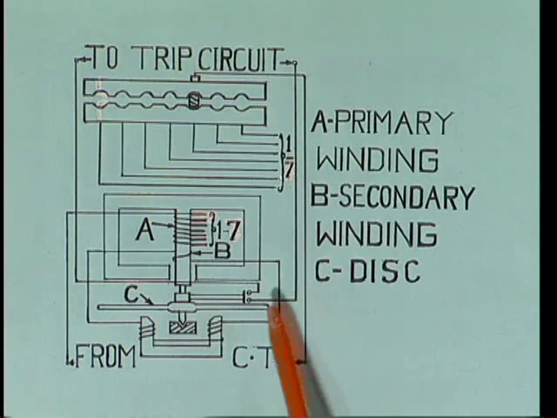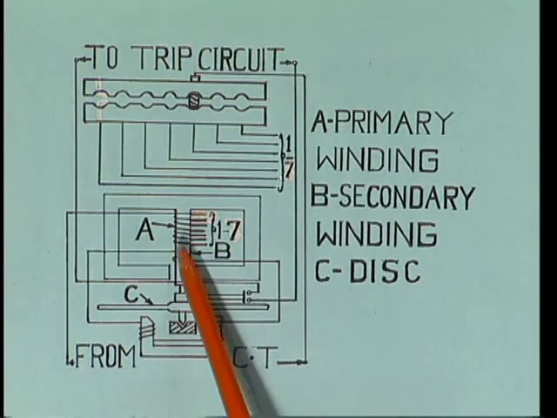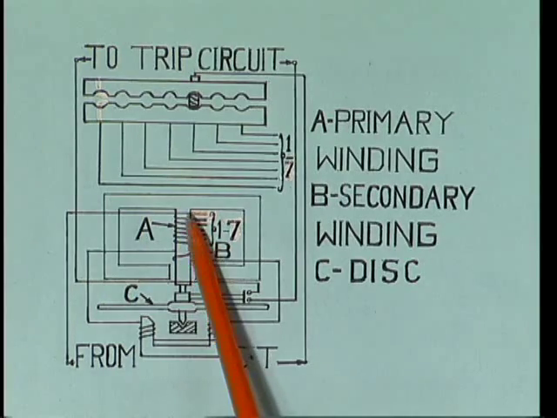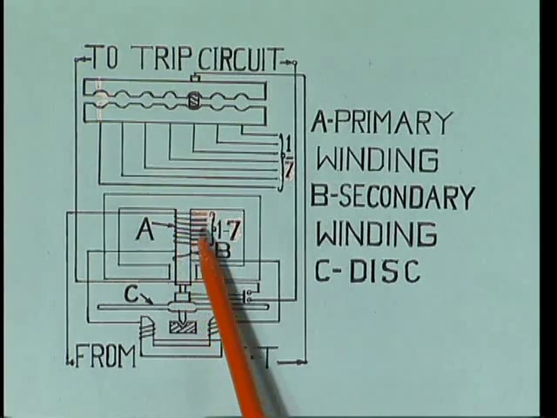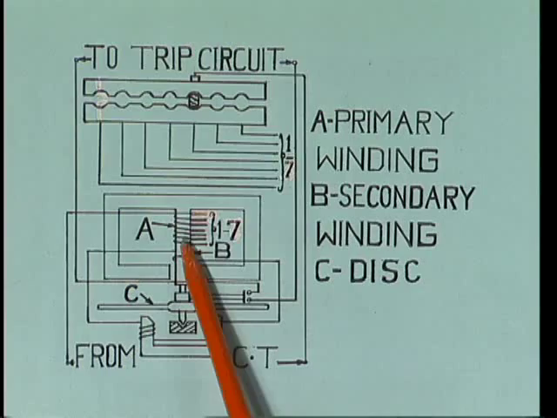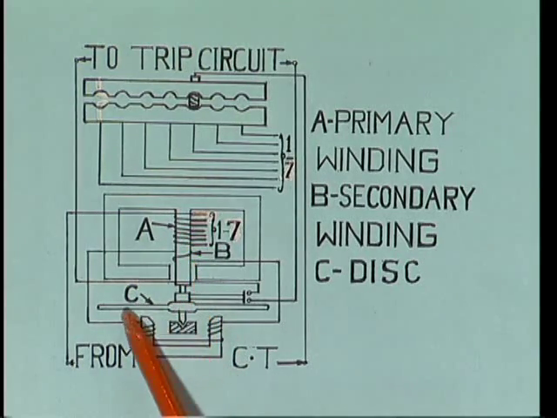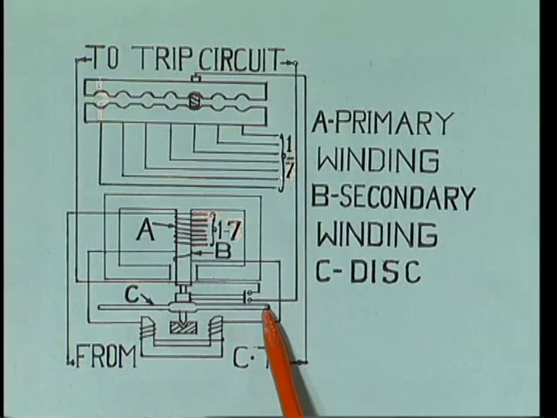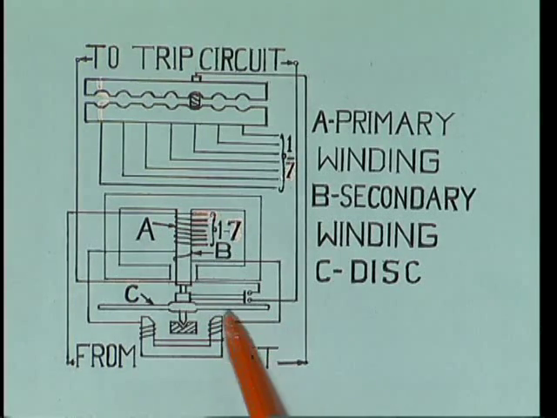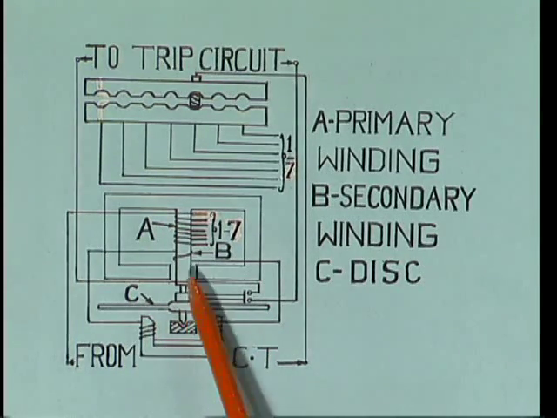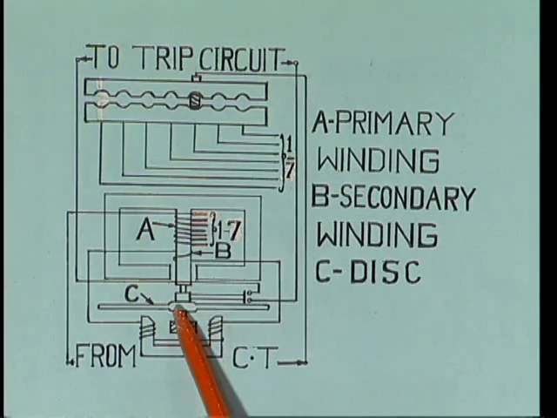But as soon as short circuits or abnormal conditions occur on the system, the current flowing in the primary winding, which is also called the operating coil of the relay, is so high that it produces torque on this disc. Here torque is nothing but a twisting movement, that means rotational movement. The driving torque produced on the disc is more than the restraining or controlling torque of the spring.